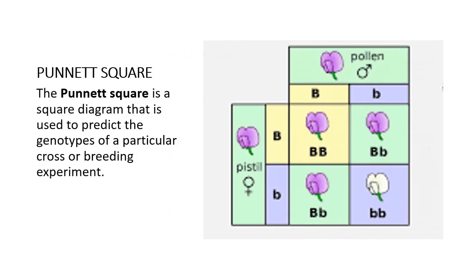The second method is the Punnett square. The Punnett square is a square diagram that is used to predict the genotype of a particular cross or breeding experiment. Mainly, the Punnett square is used for breeding experiments that have multiple traits.